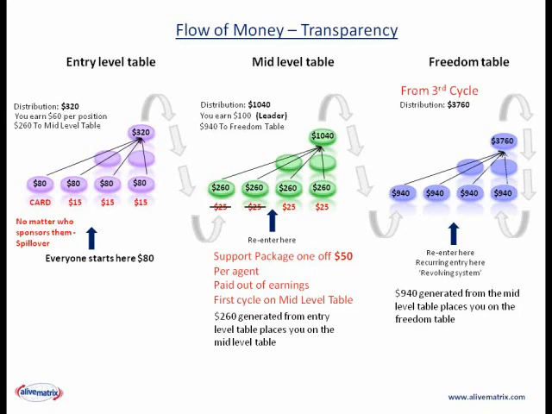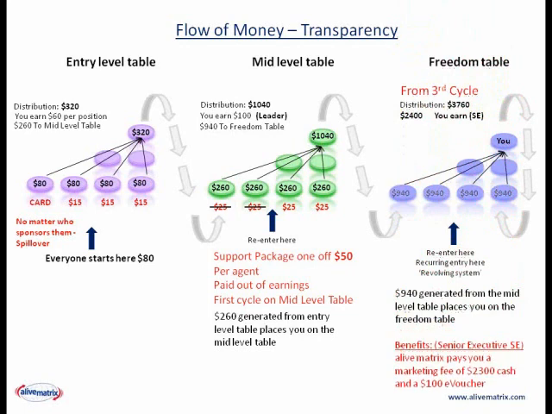So let's see what happened with this $3,760. From the third cycle, because remember the first and second cycle, all the money goes to create your millionaire stable position. So from the third cycle, when you are on the gold position, you earn a marketing fee of $2,400. Remember, you need to be a senior executive to earn this marketing fee. So when you are at the top there on the gold position and the first position is filled, you receive $300, on the second $300, on the third $300, and then $1,400.